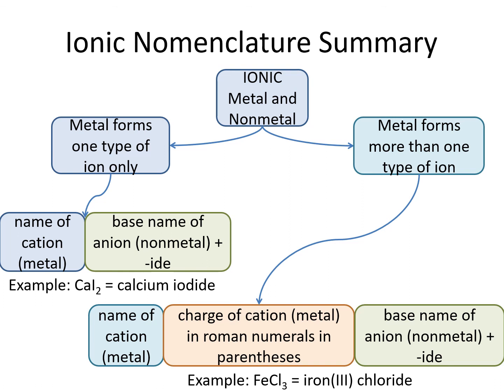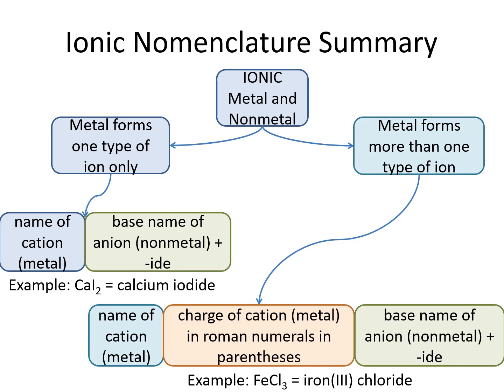For example, calcium is in group 2A, so anyone with the periodic table can know its charge is going to be a +2. Therefore, we don't need to include a Roman numeral II in parentheses. The name of CaI2 is just calcium iodide. On the other hand, if the metal has a variable charge, in addition to the name of the metal from the periodic table and the name of the nonmetal with the -ide ending, we're also going to include the charge of the metal in Roman numerals in parentheses.